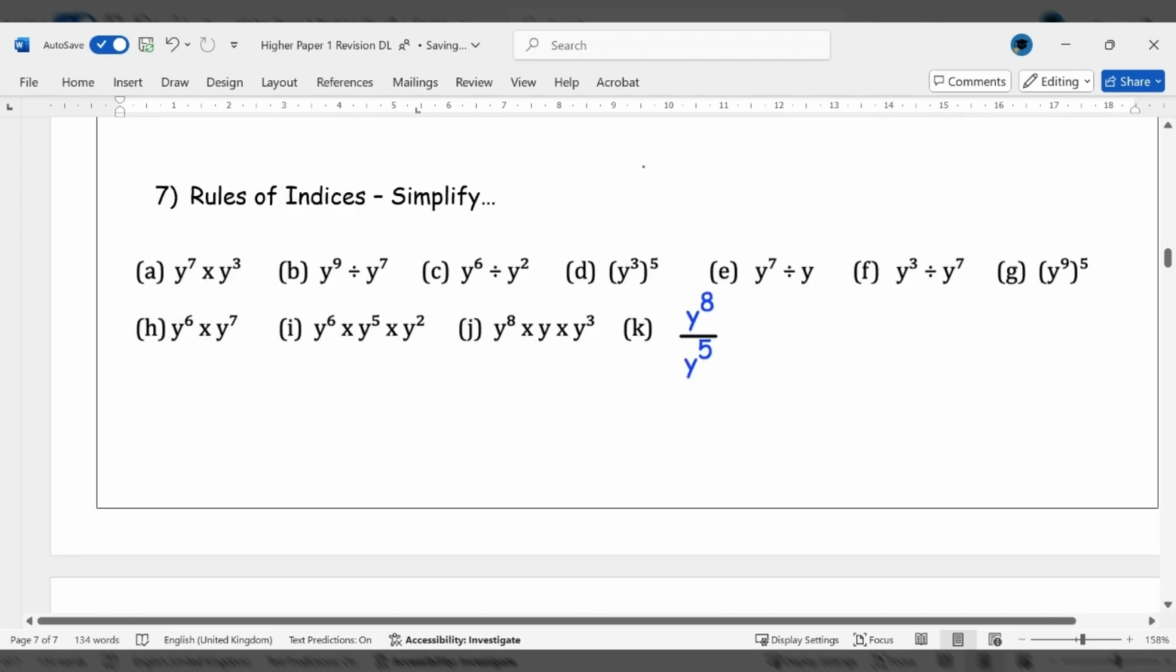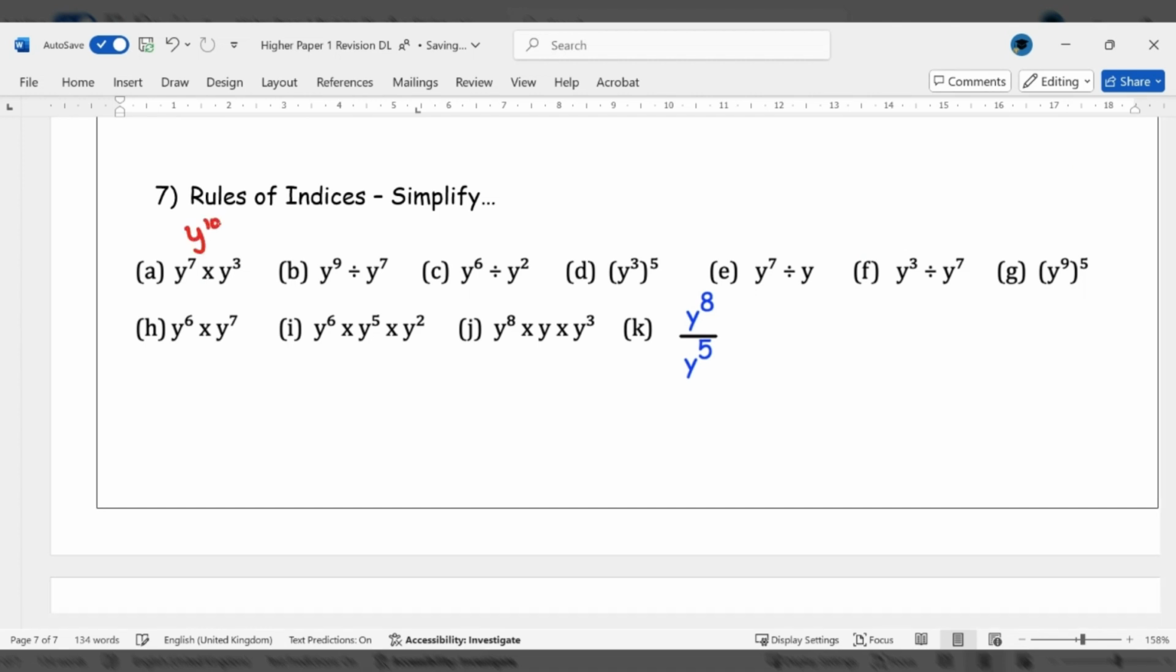Right, let's start with some of the easier rules. So the rules are, if you multiply, you add the indices. If you divide, you take away the indices. Another way to write divide is as a fraction, still means divide, so you're still taking away the indices. You can only do that, mind, if the letter that the indices are on is the same.